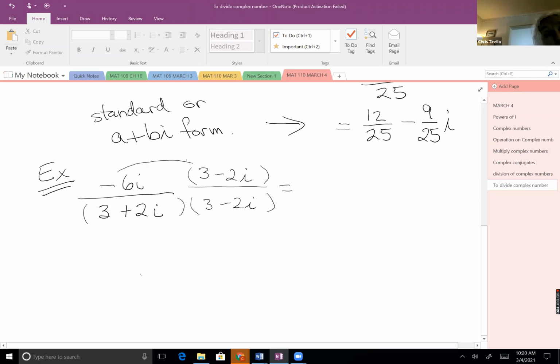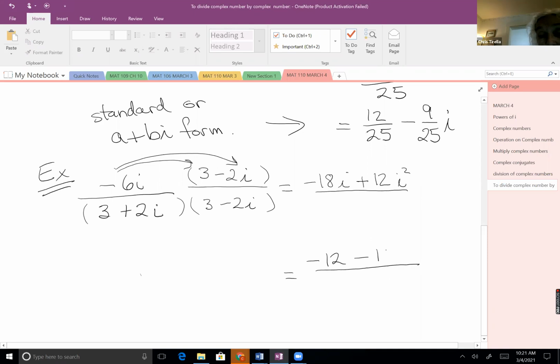In the numerator here, again, we need to do that distribution. So negative 6i times 3 is negative 18i. Negative 6i times negative 2i. Let's see, negative times negative is positive. 6 times 2 is 12. i times i is i squared. And I'm going to just simplify that numerator a little bit more. i squared again is negative 1. And so that'll give me negative 12 minus 18i.